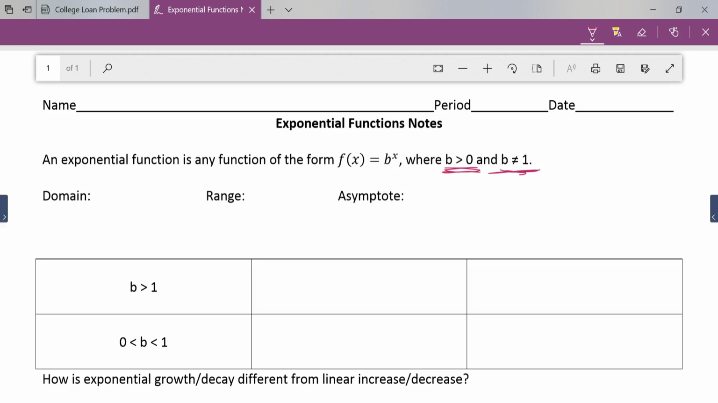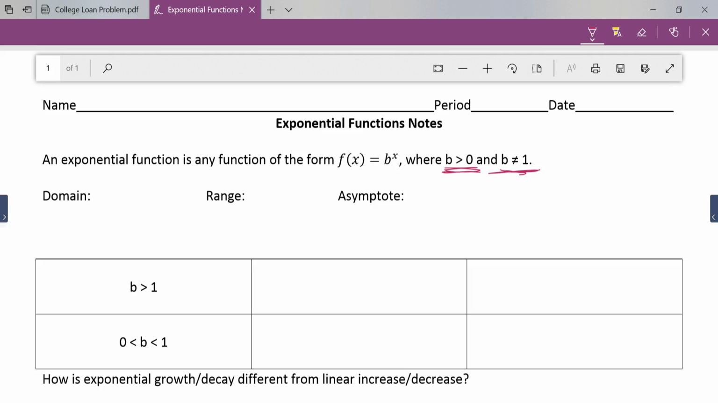Now the reason this is true is that if b equals 1, and we just have 1 to the x, then every time we multiply 1 by itself, we're just going to end up with 1. So we're not going to worry about when b is equal to 1. And b has to be greater than 0, because if b is a negative number, like negative 1 to the 1/2, let's say x is equal to 1/2, then this is an imaginary number, and so this function wouldn't be defined at that point.